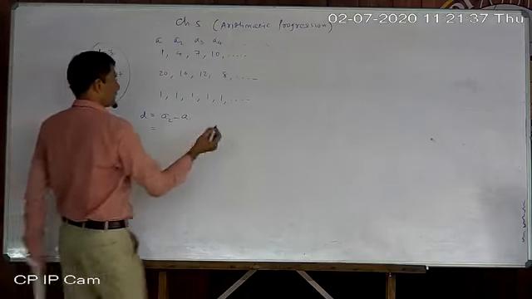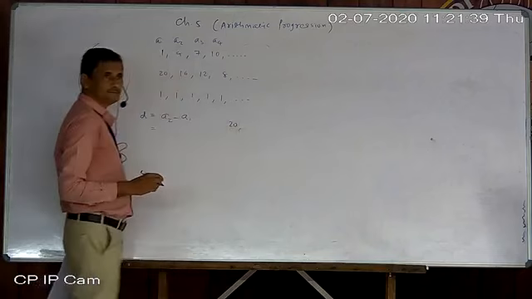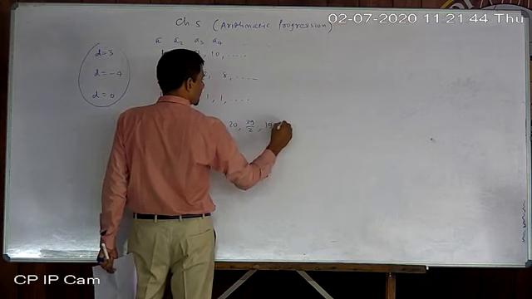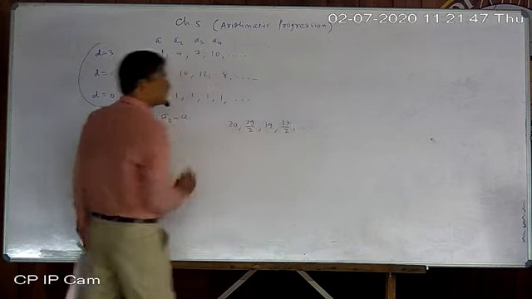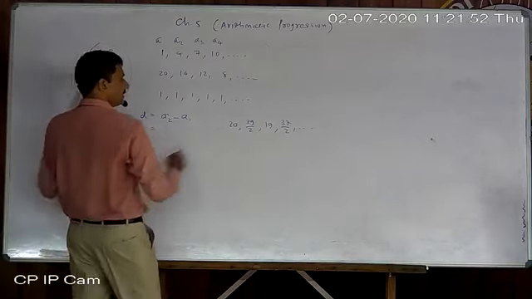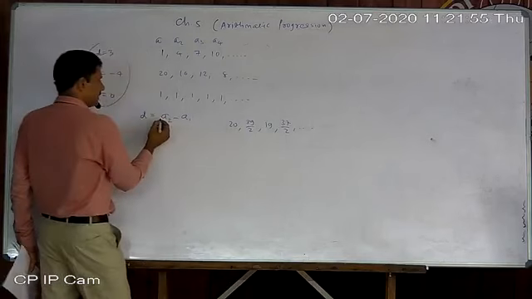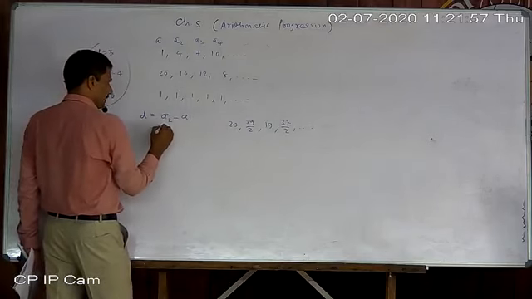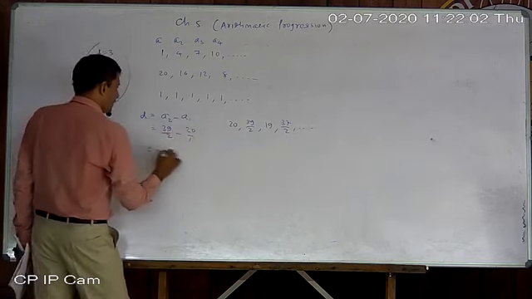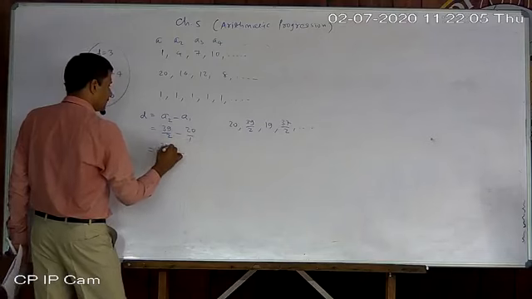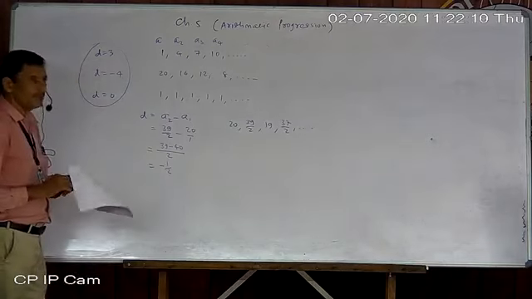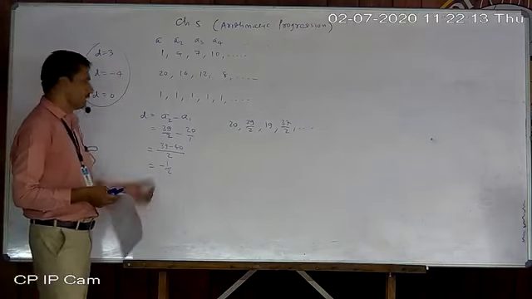Suppose 20, 39 by 2, 19, 37 by 2. This is also an arithmetic progression. Now I don't know what D is. So by finding D from A2 minus A1, A2 is 39 by 2 minus 20 by 1. So it will be 39 minus 40 over 2, which is equal to minus 1 by 2. So whenever you cannot find D orally, at that time use this way.